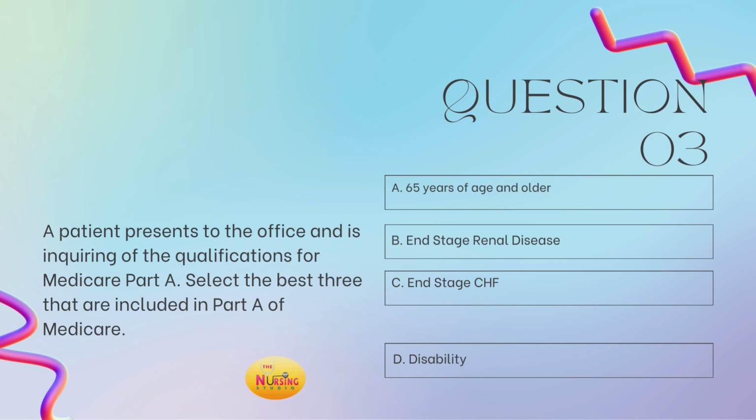All right, and question number 3 for today. A patient presents to the office and is inquiring of the qualifications for Medicare Part A. Select the best 3 that are included in Part A of Medicare. Is it A, 65 years of age and older, B, end-stage renal disease, C, end-stage congestive heart failure, or D, disability? What 3 falls into the category for Medicare Part A? Take a moment and tell me what you got in the comments.